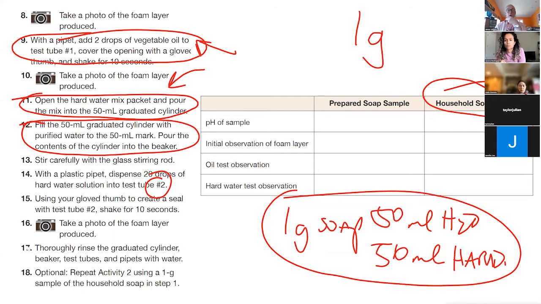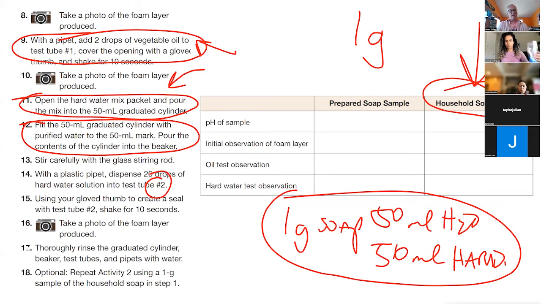So it's not going to be a really long lab today. We're going to get something started, and then we will work on this part of the report. So we'll have our household sample, and then in 3 days we'll compare it to the soap we've made ourselves. So you're going to want to hold on.